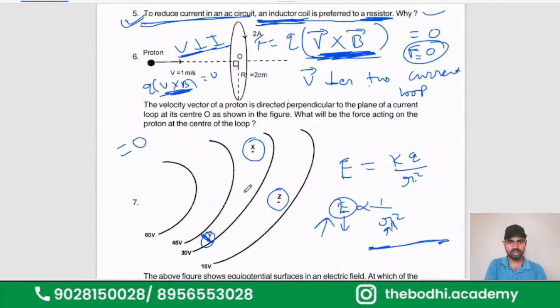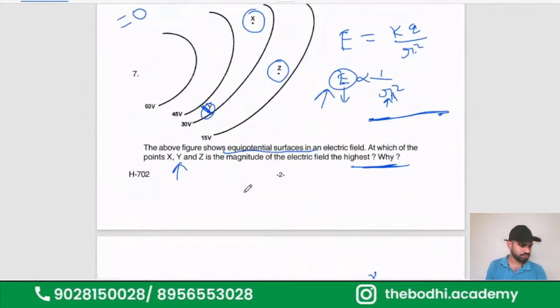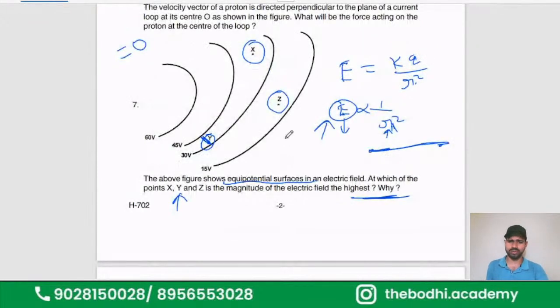All right. Let's see the next one. The above figure shows equipotential surfaces in an electric field. At which of the points X, Y, and Z is the magnitude of the electric field the highest, and why? Now, this also I discussed, I suppose, and you can see on the screen the answer is mentioned here.